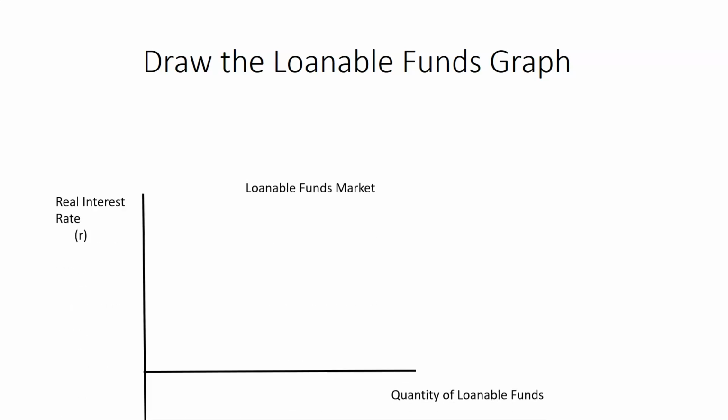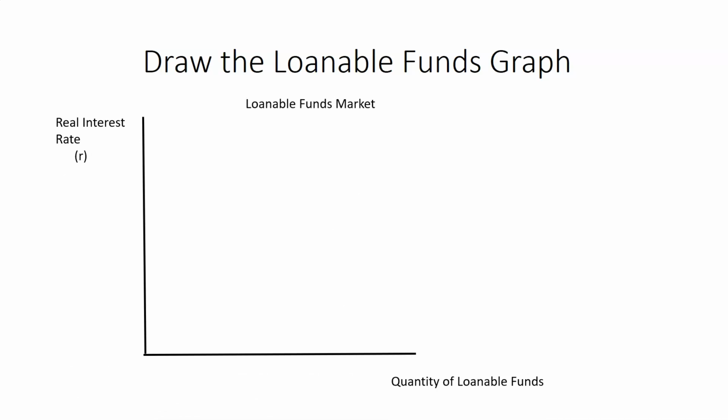Okay, the next graph that we have is the loanable funds graph. So again, pause and draw the loanable funds. For the loanable funds market, you should have your title and your quantity of loanable funds. But what's important here is your real interest rate, which we denote with a lowercase r. You've got your downward sloping demand for loanable funds, and your upward sloping supply of loanable funds.